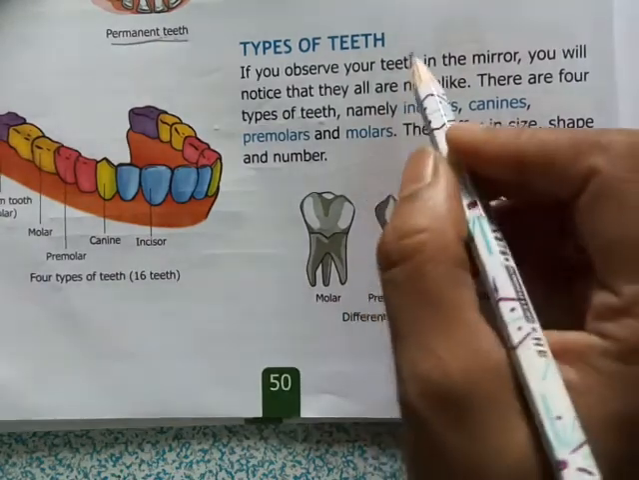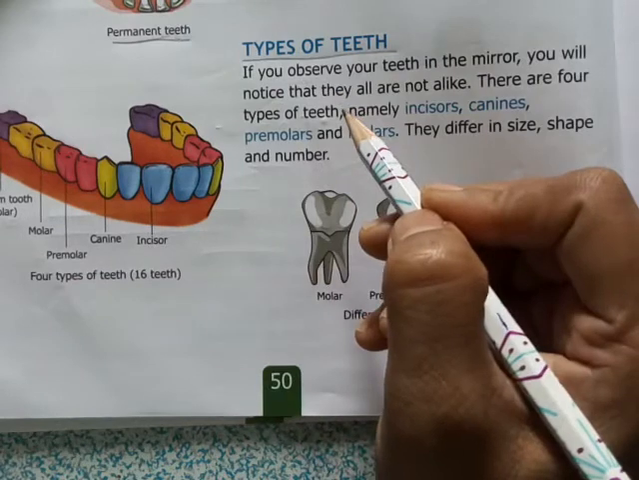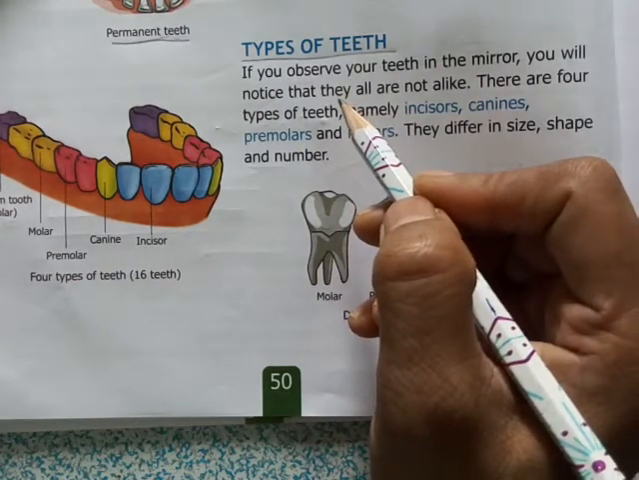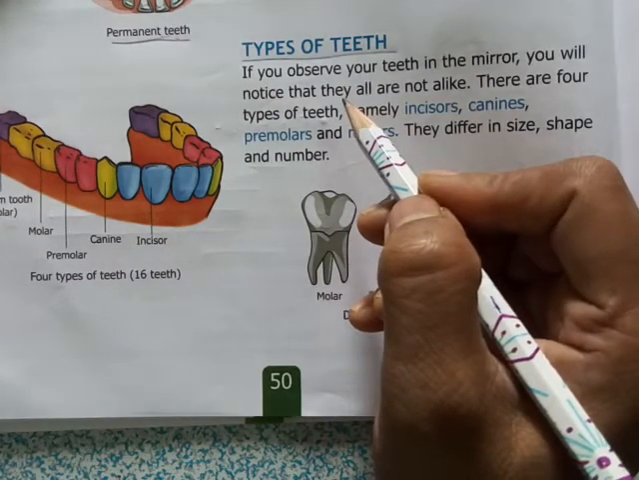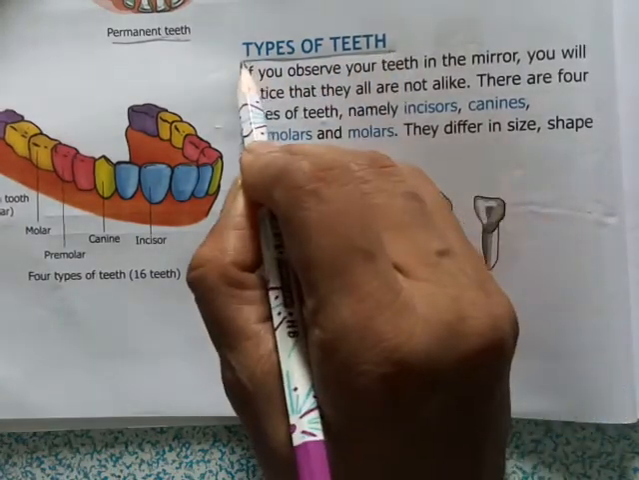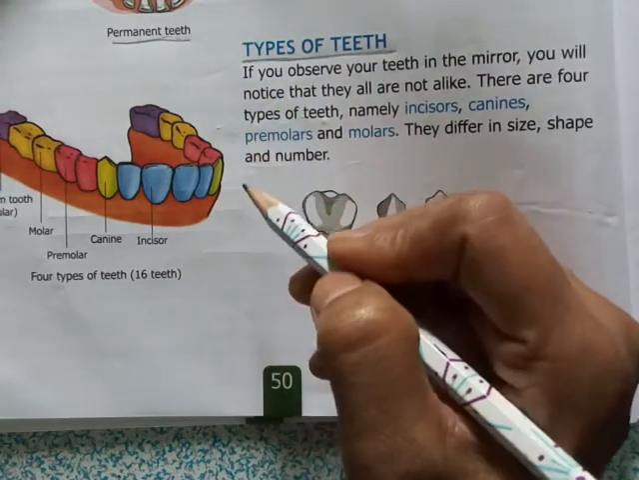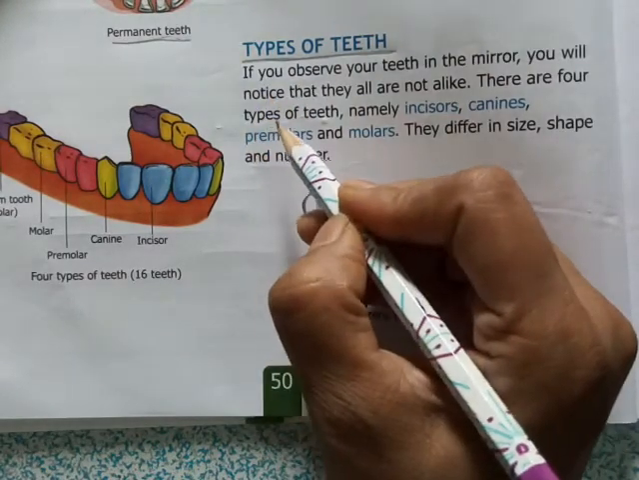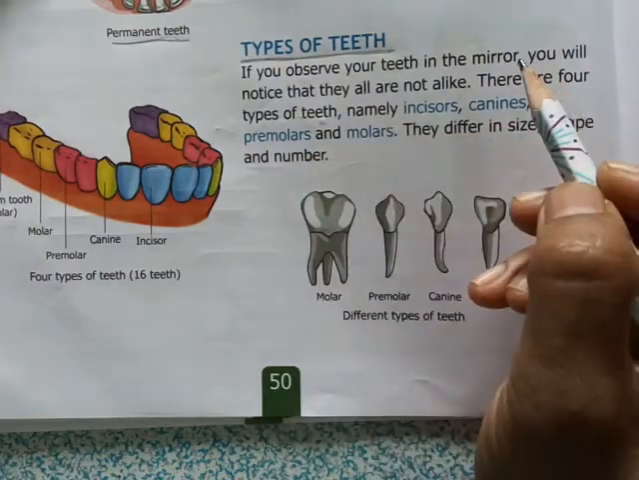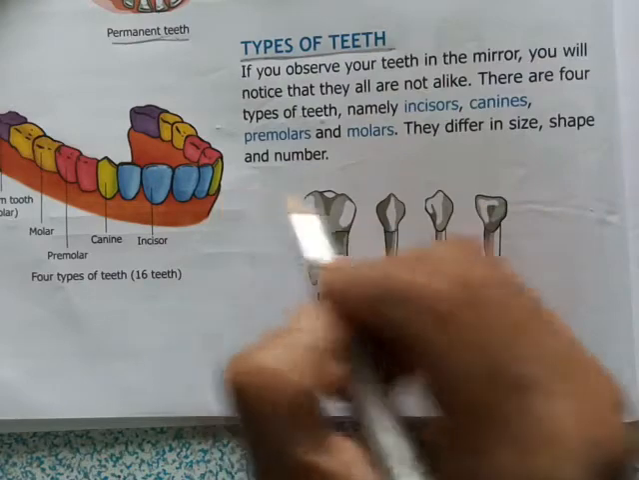Okay, so our today's topic is types of teeth. In our last video we have discussed the two sets of teeth in human life. Today we will discuss the types of teeth. If you observe your teeth in the mirror, you will see that all the teeth are not the same, they are not alike. सारे जो दांत हैं वो एक जैसे नहीं हैं.